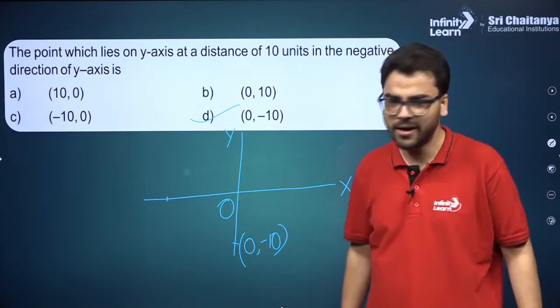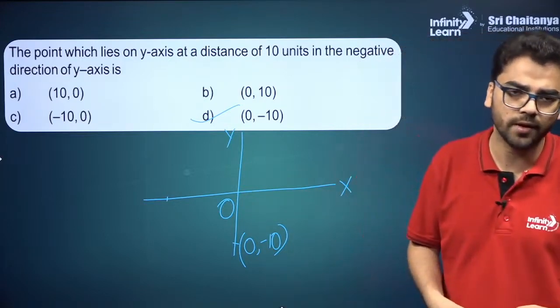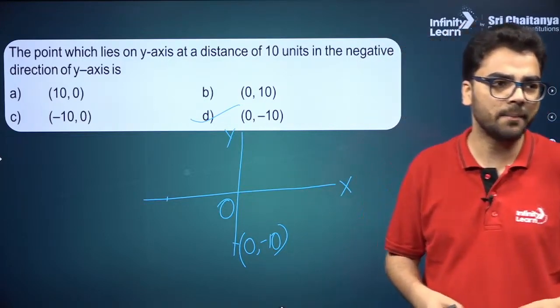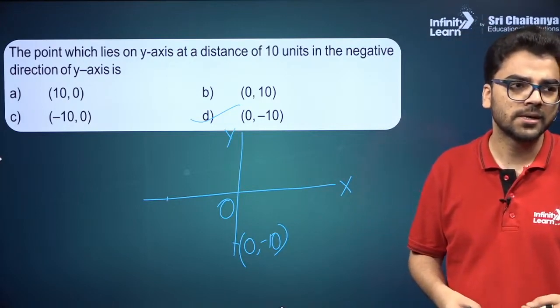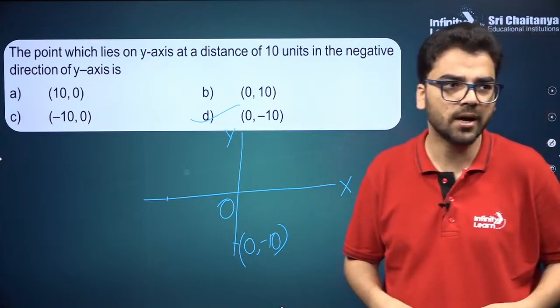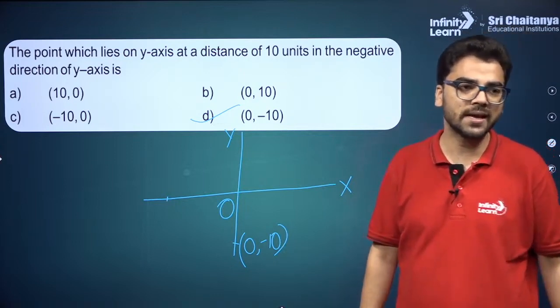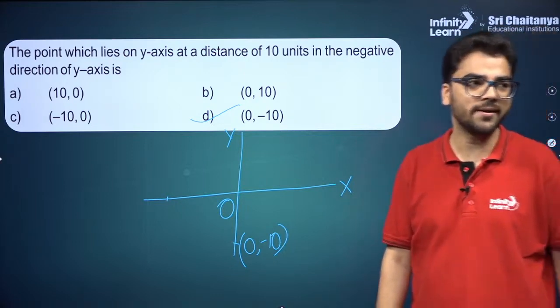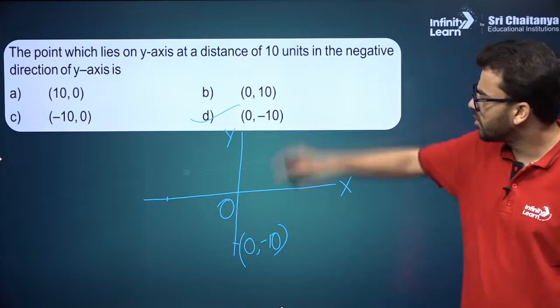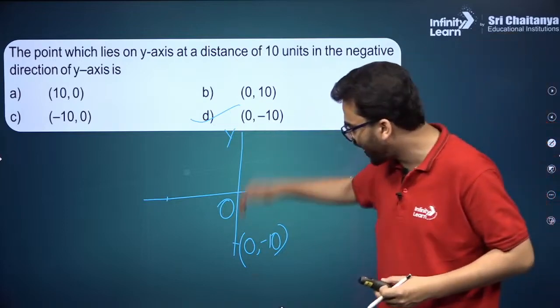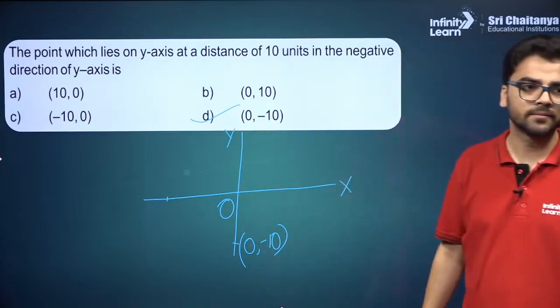Option D is correct. Any doubt in this question, guys? I made a mistake over there. Option D is correct. Bimla, Shubham, Samarpita, Ashutosh were correct. Sufia as well. Any doubt in this, guys? Just confirm that in the chat quickly. Because you are going in the negative direction of the y-axis, correct? Chalo.